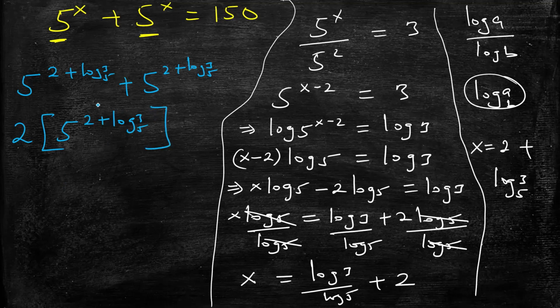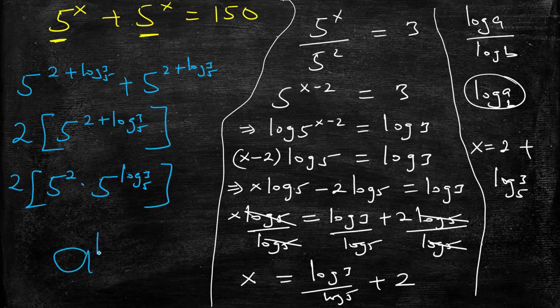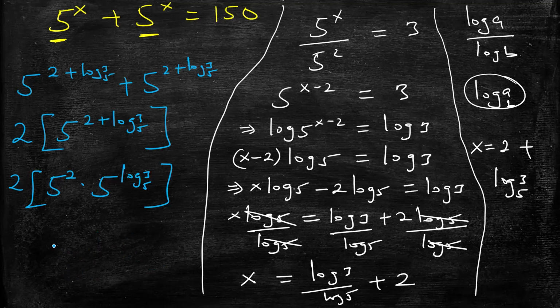Now since we have the base as 5, we can go ahead and split this one into two, same as 5 to the power 2 times 5 to the power log 3 to base 5. Okay, now in case we're given a raised to log x to base a, the answer is x. So we have a here, a there.